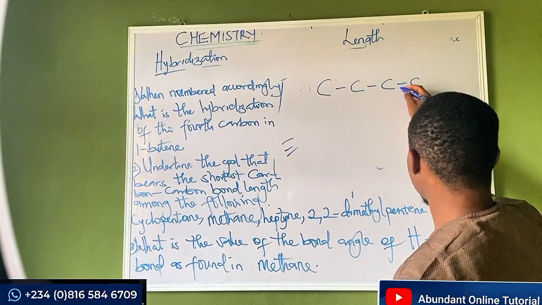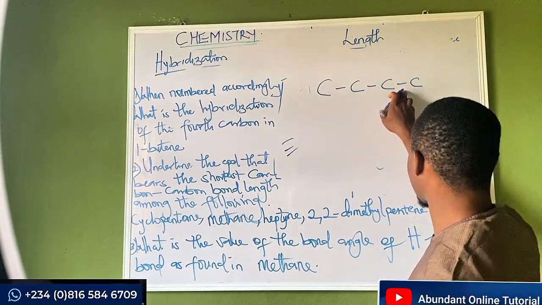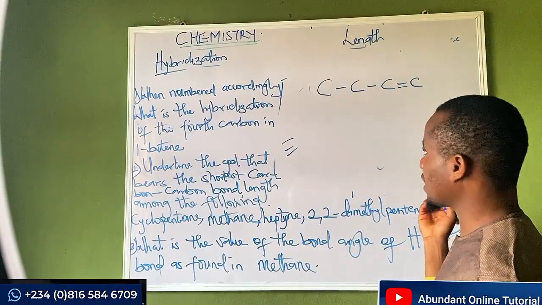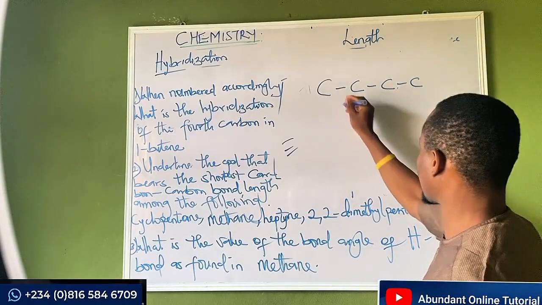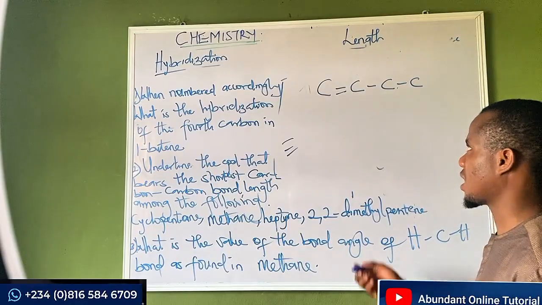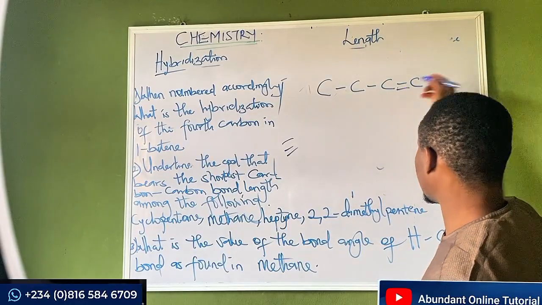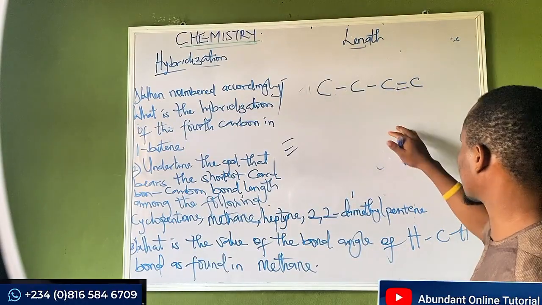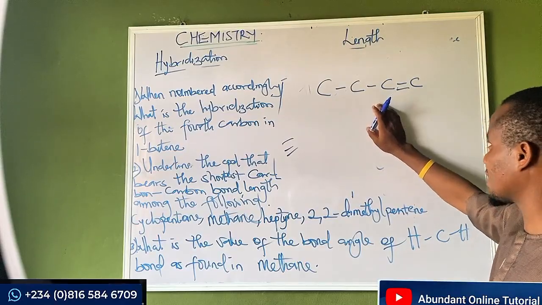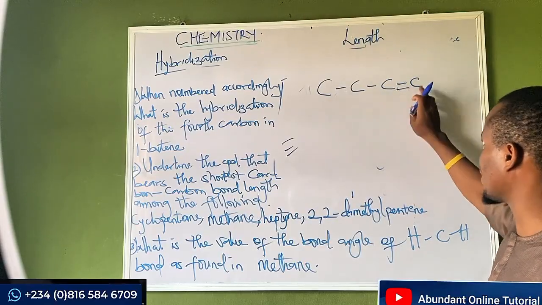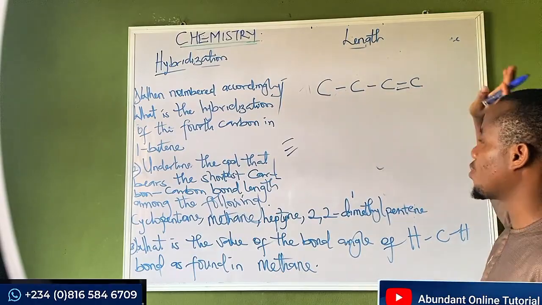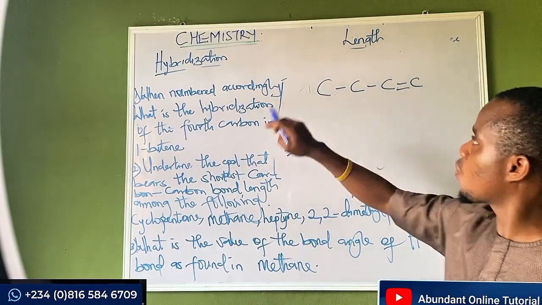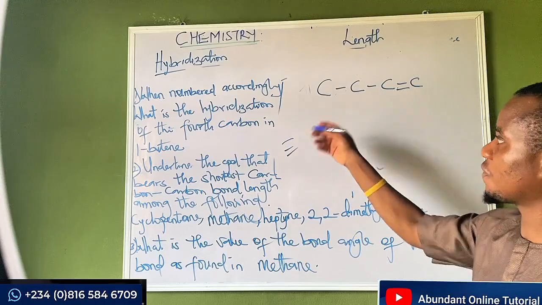Carbon 1, and that will now be what? Put it here. If I start from here, my double bond is here. But if I start my numbering from here, it will be here. It's still the same thing. So let me start from here. Okay, that will be butene, right? This is 1-butene. 1, 2, 3, 4. Now the question says, when numbered accordingly, what is the hybridization of the 4th carbon?